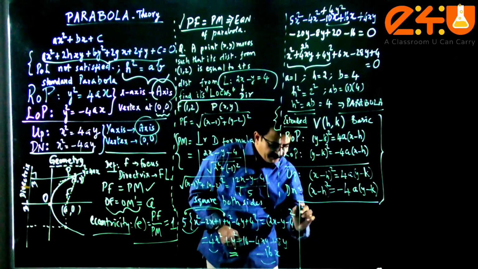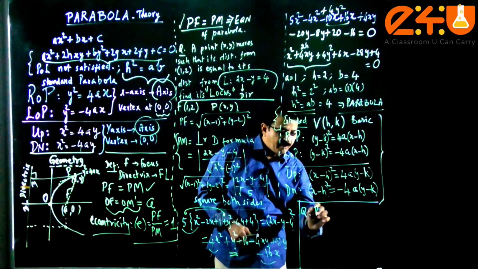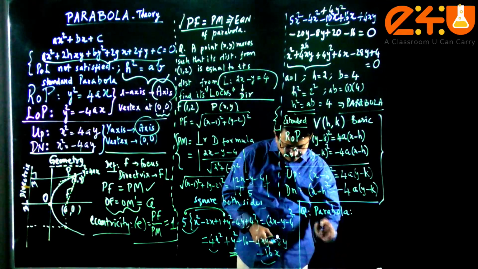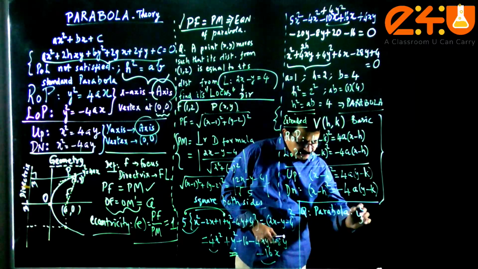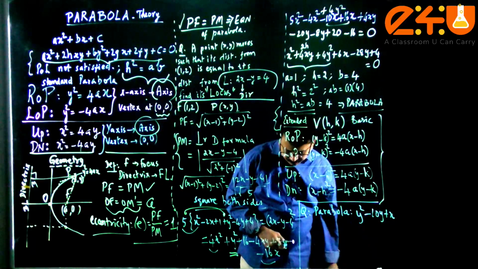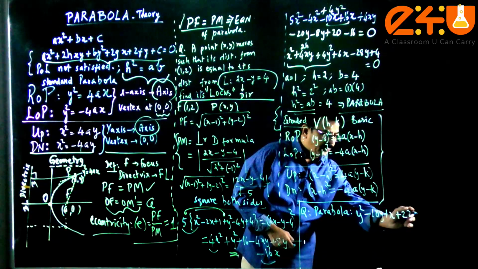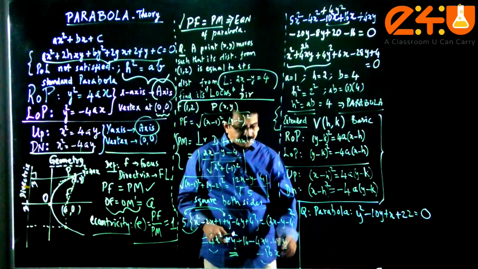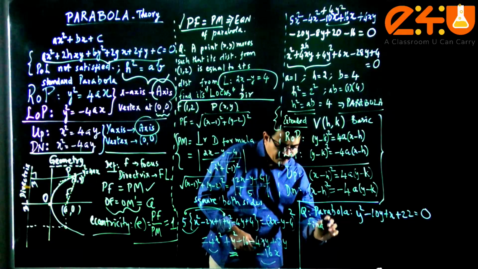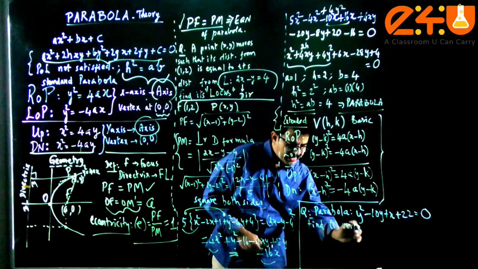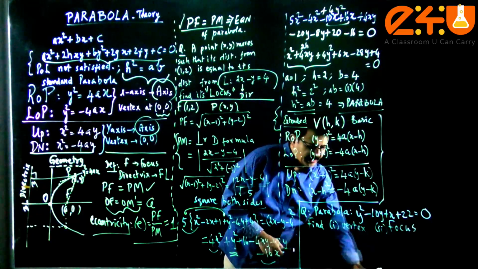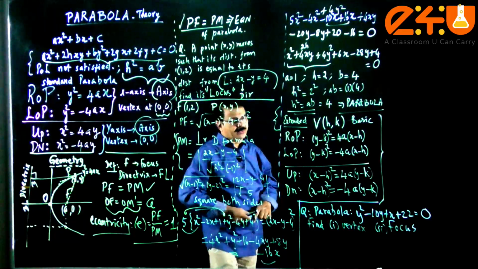Given the parabola equation, presented already like this: y squared minus 10y plus x plus 22 equal to 0. Find its vertex as one subdivision. Focus, another subdivision. So these are wanted.